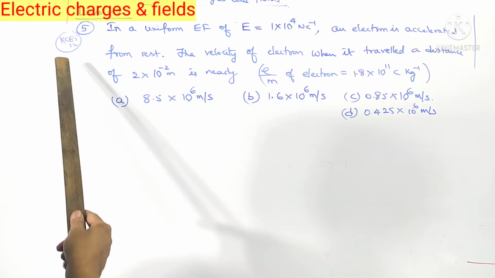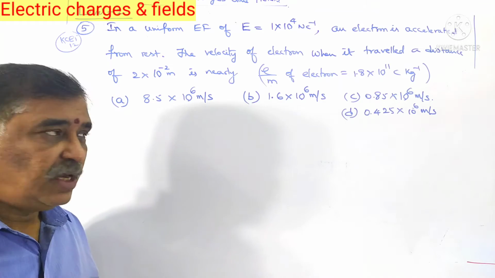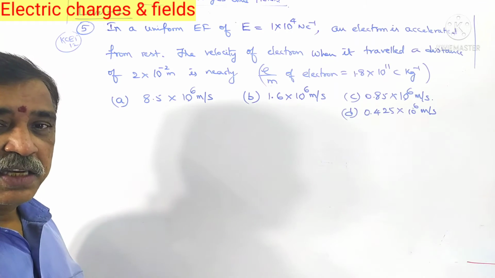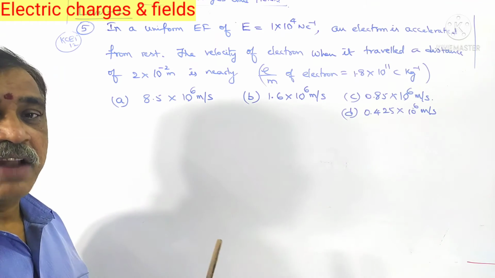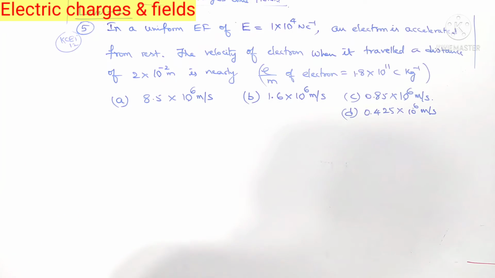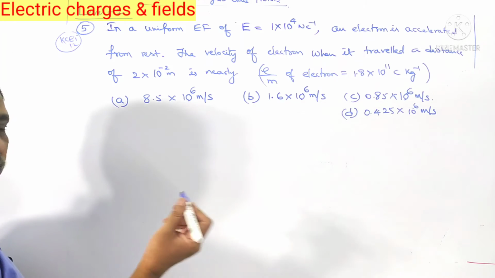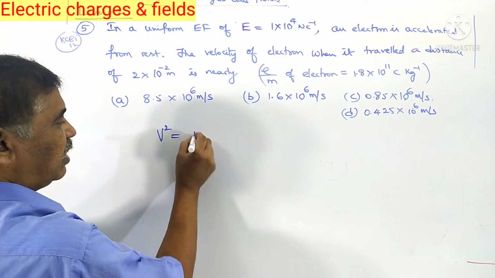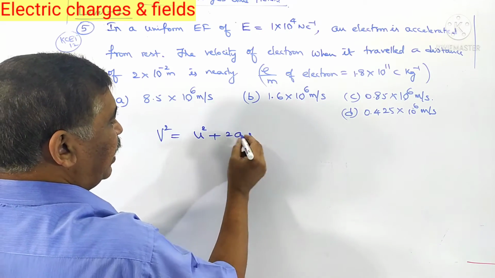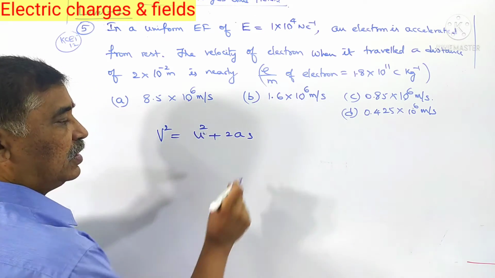Of course, this problem has appeared in KCET 12. A similar problem I have worked out earlier. In the earlier problem we have seen an alpha particle is given. The same method we can use, very easy. Use the formula v square is equal to u square plus 2as. This is the formula we have.